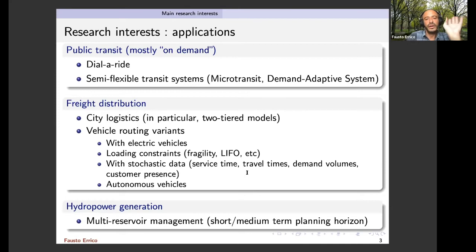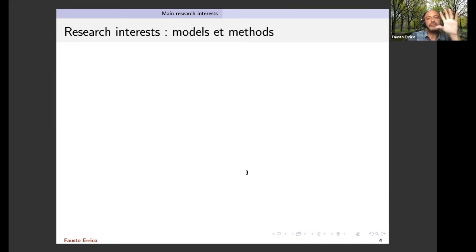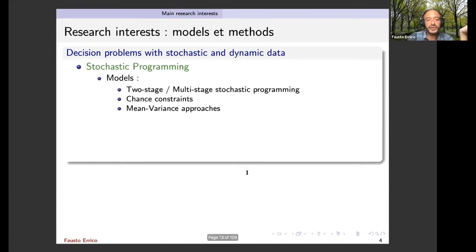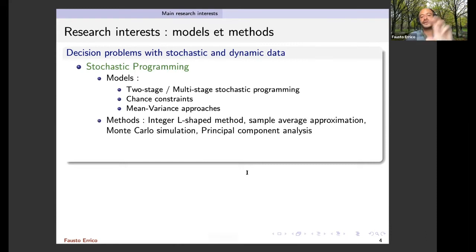And if we go more on the side of models and methods, many of the problems that descend from the application I explained before are basically decision problems with stochastic and dynamic data. So for sure, many of the approaches are based on stochastic programming, two-stage, chance constraint, and invariance approaches, and the related solution methods are the classical ones: integer L-shaped method, sample average approximation, simulation, principal component analysis. And on this one, I'm going to speak a bit more today.